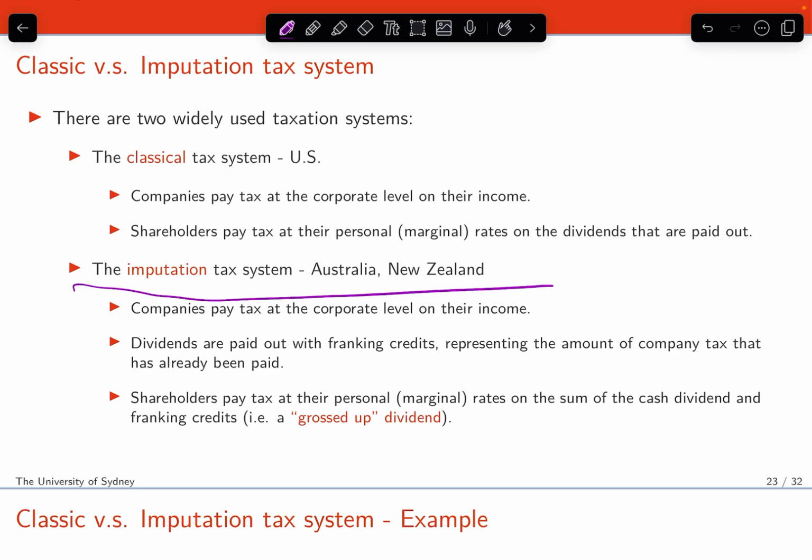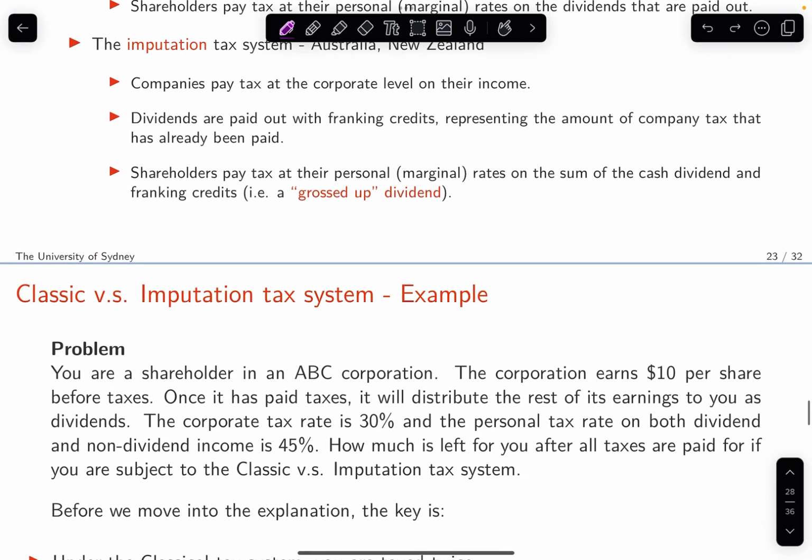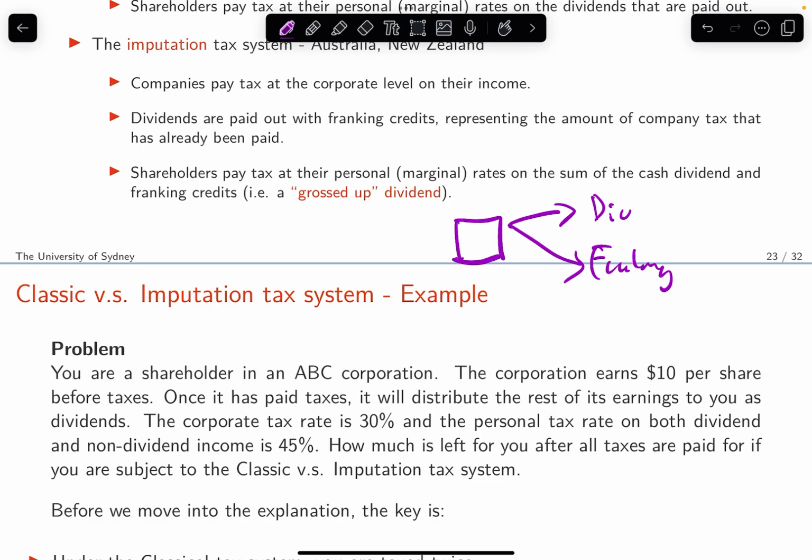So in the imputation tax system here in Australia and New Zealand, companies pay tax at the corporate level on their income. Dividends are paid out with franking credits representing the amount of company tax that has already been paid. And shareholders pay tax on their personal marginal tax rate on the sum of cash dividends and franking credits. So this is a company, it pays two things. It pays dividend and it pays franking credits. So franking credits is what the company pays to the ATO, and it just passes it on to the individuals.